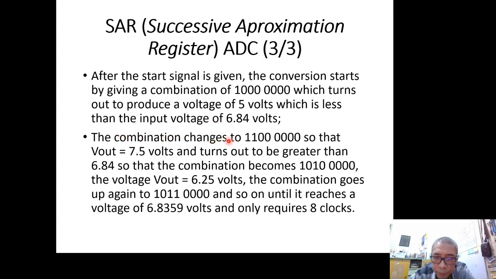The combination changes to 1 1 0 0 0 0, so that V out is 7.5, which turns out to be greater than 6.84, so the combination is cancelled here and becomes 1 0 1 0 0 0. The voltage is 6.24. The combination goes up again, 1 0 1 1 and so on, until it reaches a voltage of 6.8359 volts, and only requires 8 clocks.